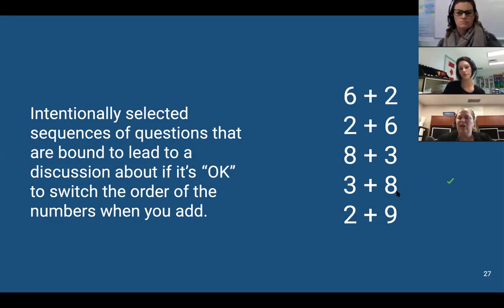And then you could have a conversation about if they noticed anything about those problems, and generate some discussion about the order. And if I was going to run a discussion like this with grade 1s, I would certainly want to have some manipulatives handy so that they could prove to each other why this might always work. Because some of them may or may not be in total agreement.